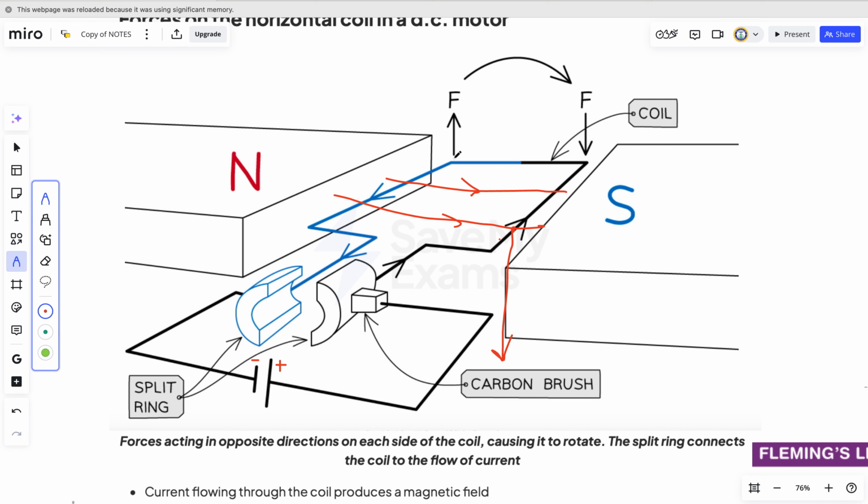But when it reaches here, it starts going down. When it's going down, it's now at 90 degrees. See, the current, when it's going down here, is at 90 degrees to the magnetic field.